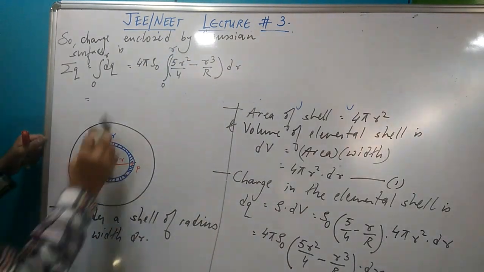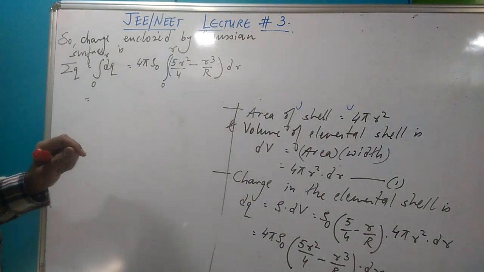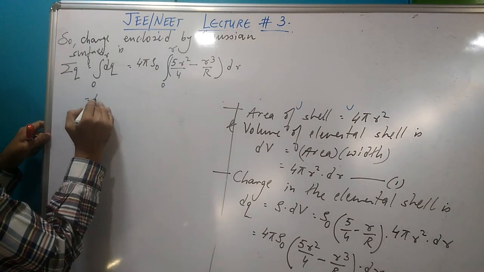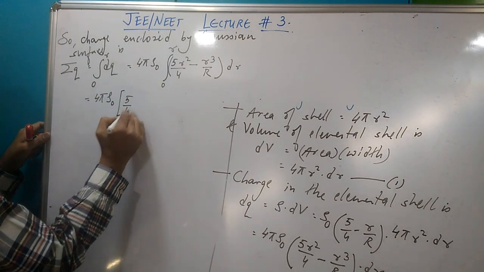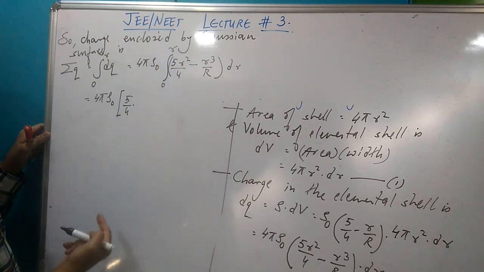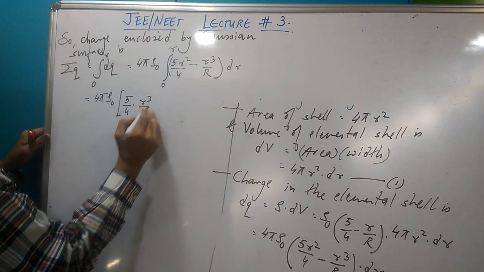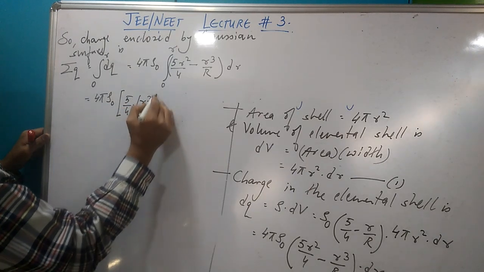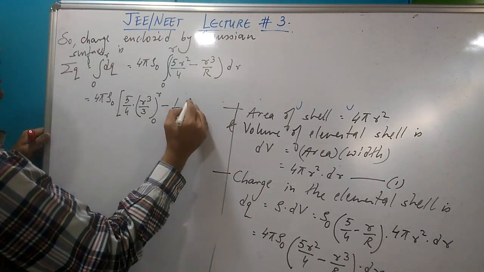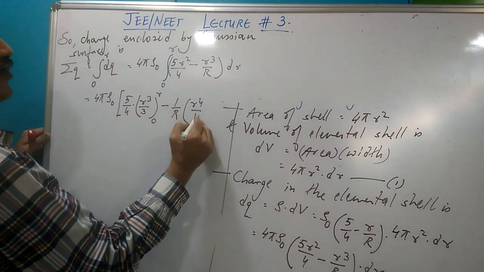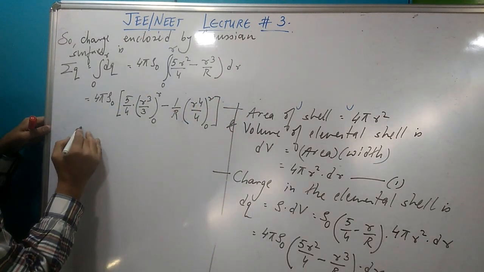Let me rub this off now. I'm sure integration is everybody's piece of cake. 5 by 4 comes out. Integral r square is r cube by 3, 0 to r, minus 1 by r is outside. Integral r cube is r4 by 4. And put the limits.